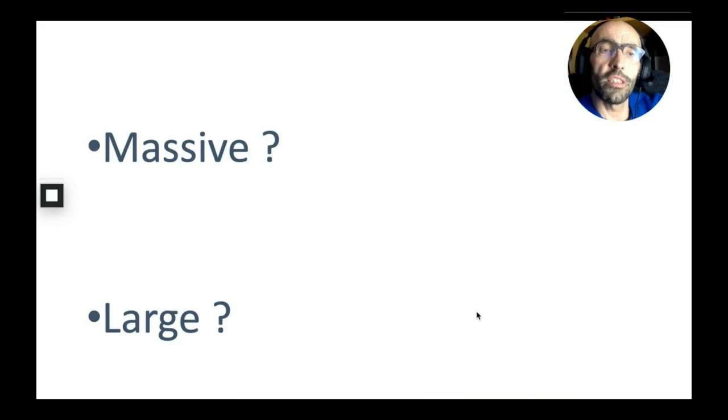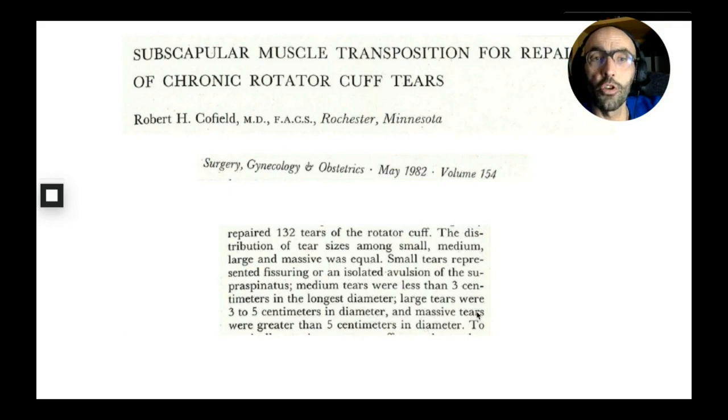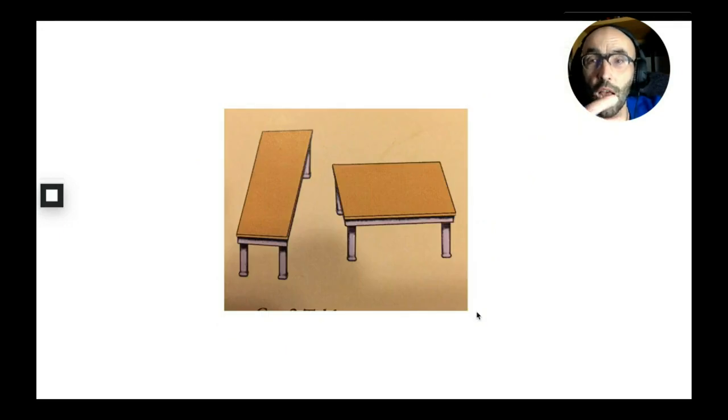So now we need to define as well the term of massive rotator cuff tear and the term of large rotator cuff tear. So what is a massive tear? What is a large tear? In fact, if you look at the literature, the term of large rotator cuff tear has been defined by Bob Cofield in 1992 in the Journal of Bone and Joint Surgery. And the definition is not very good because it seems that it's only regarding the centimeters of the tear. 3 to 5 centimeters or more than 5 centimeters, it's massive or large. But so it means that you need to trust your eyes only.